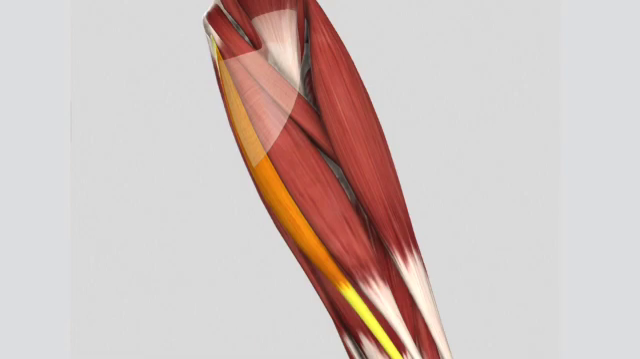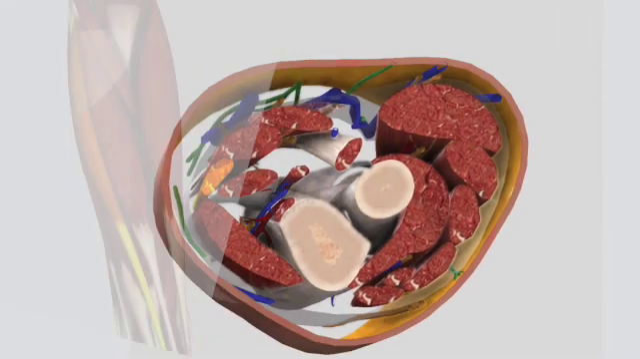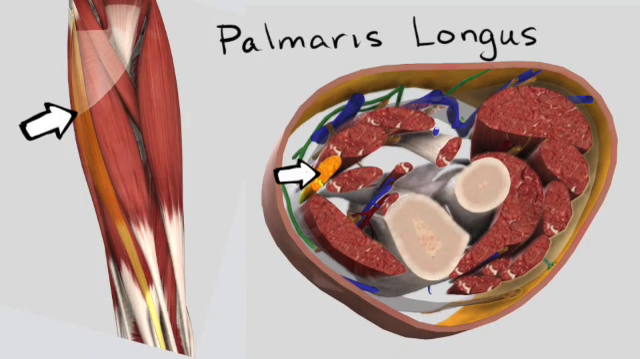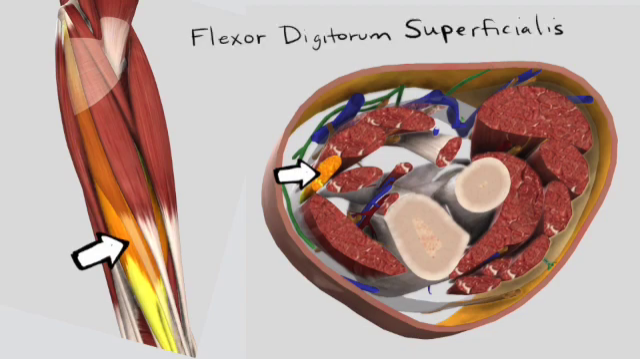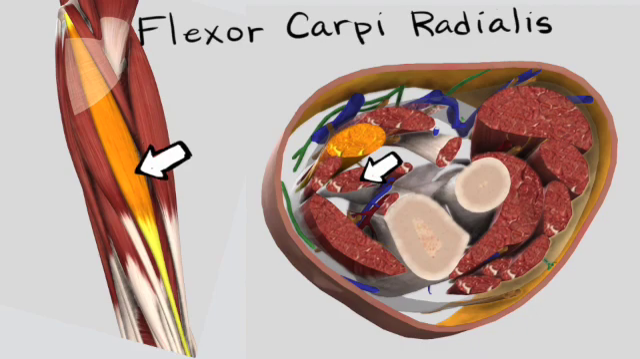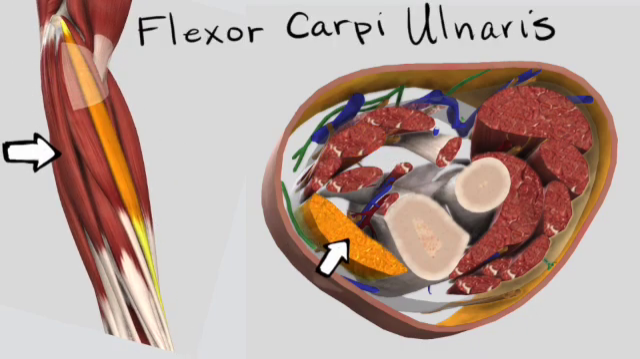Relative anatomy. This section is taken just distal to the quadrate ligament. At this location, the following relationships can be observed. The palmaris longus is superficial or anterior to the flexor digitorum superficialis. It is medial to the flexor carpi radialis and lateral to the flexor carpi ulnaris.